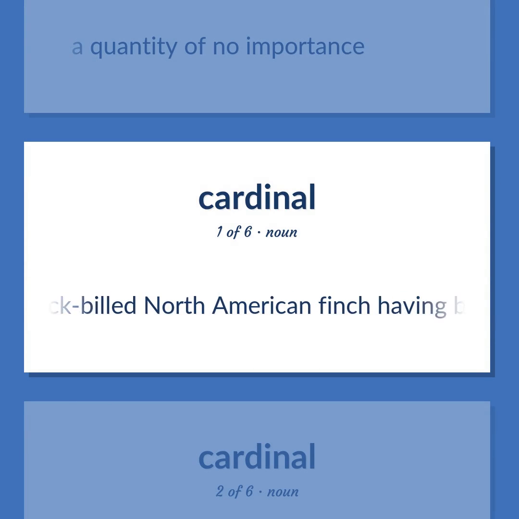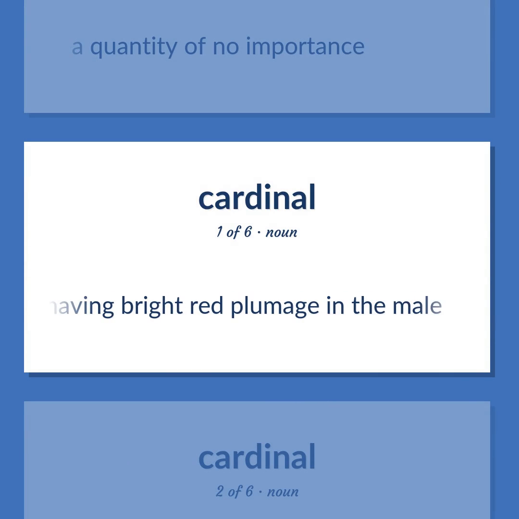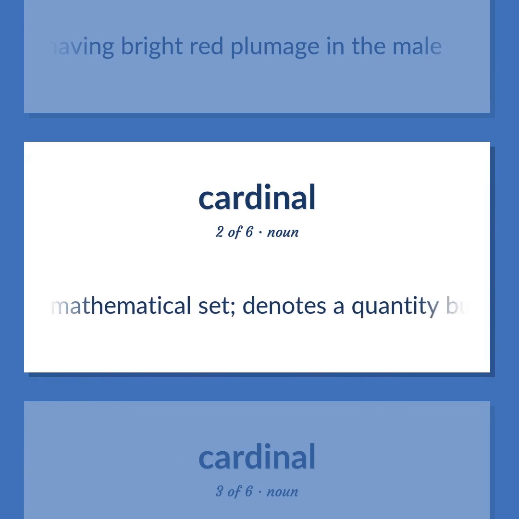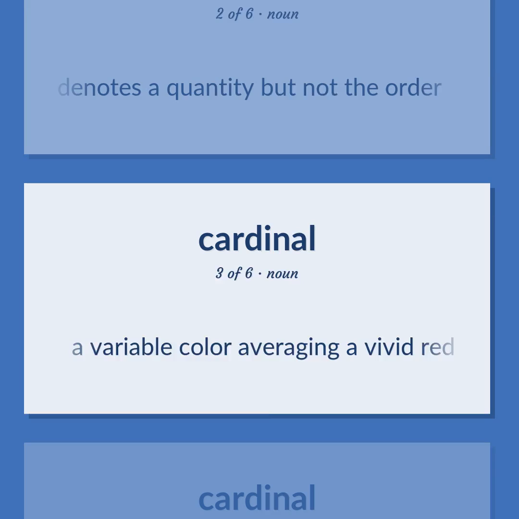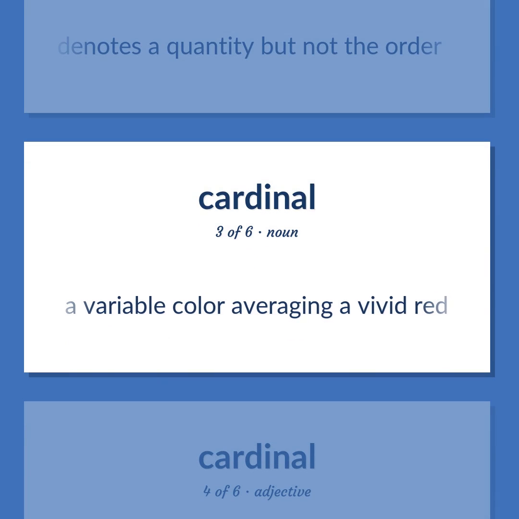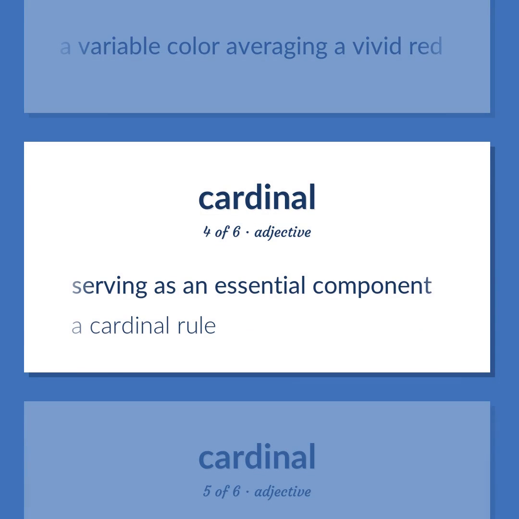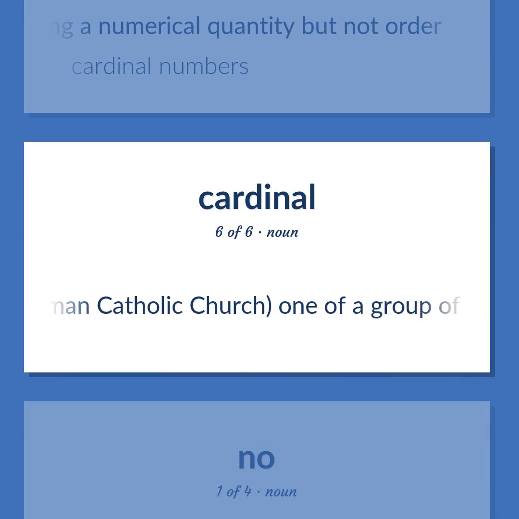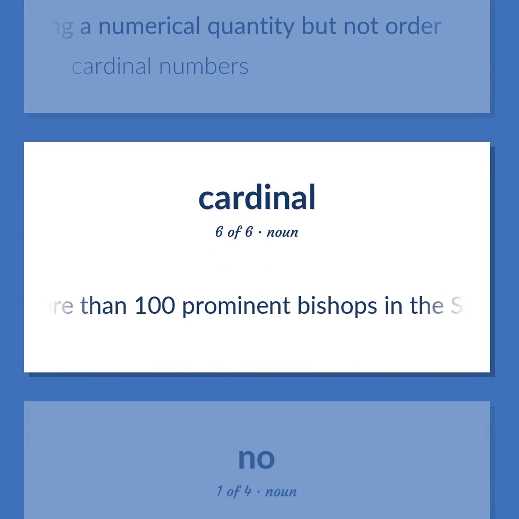A crested thick-billed North American finch having bright red plumage in the male. The number of elements in a mathematical set denotes a quantity but not the order. A variable color averaging a vivid red. Serving as an essential component. A cardinal rule. Being or denoting a numerical quantity but not order. Cardinal numbers. In the Roman Catholic Church, one of a group of more than 100 prominent bishops in the Sacred College who advise the Pope and elect new popes.